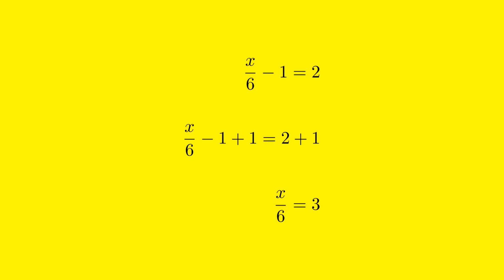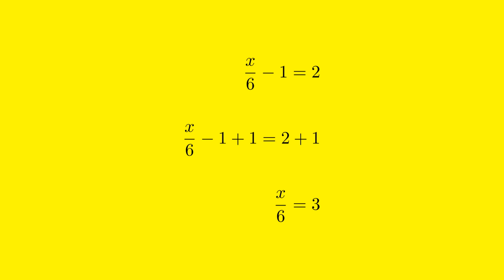Step 1. Begin by looking at the given equation. The equation is x divided by 6 minus 1 equals 2. Our goal is to isolate the variable x on one side of the equation. First, we need to get rid of the minus 1 on the left-hand side to simplify the equation. To do this, we will add 1 to both sides of the equation.